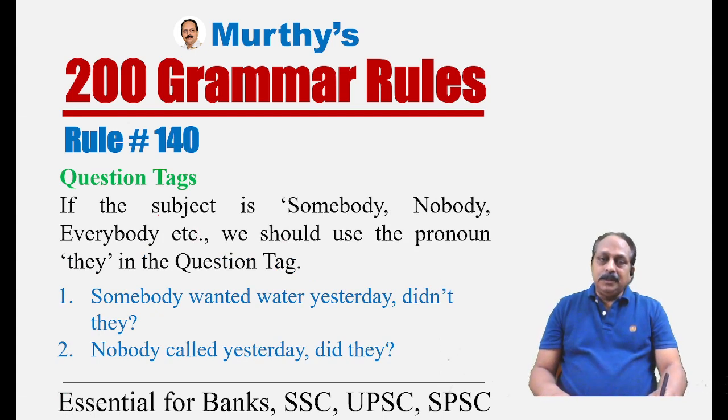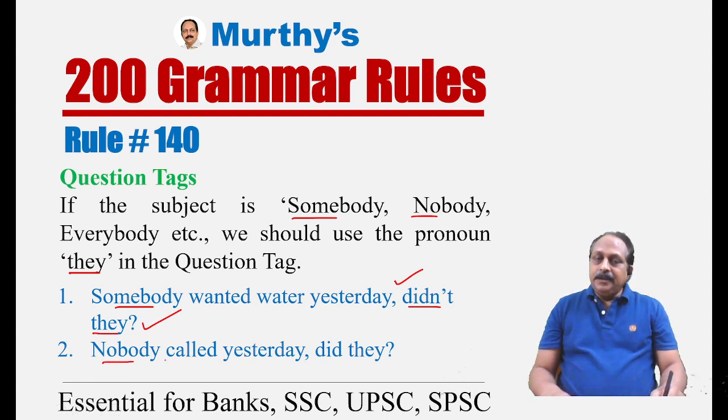Rule number 140. If the subject is somebody, nobody, everybody, we should use the pronoun they in the question tag. Somebody wanted water yesterday. What is the subject here? Somebody. And this is in past. Wanted water yesterday. It is in affirmative. Then in the question tag, what is the appropriate helping verb that goes with past tense? Did. Did not. Short form didn't. But the subject is somebody, so the rule says you have to use the pronoun they. Didn't they?